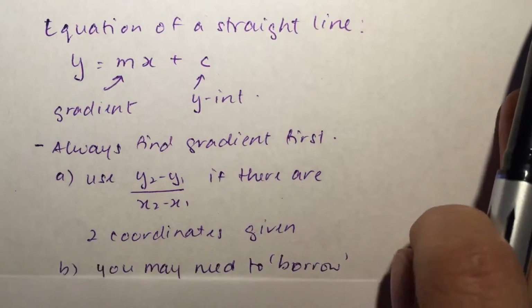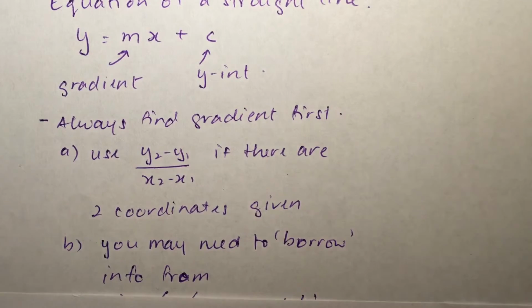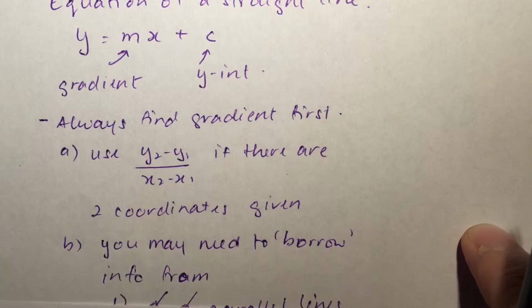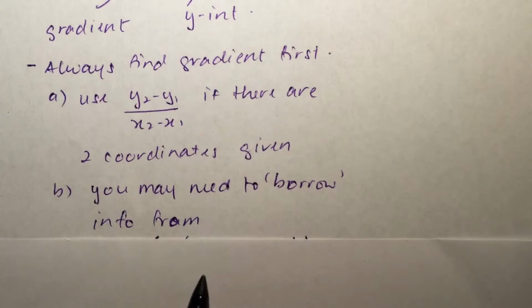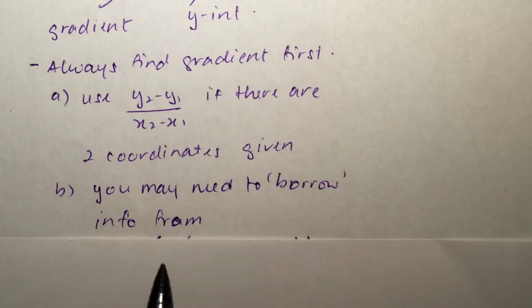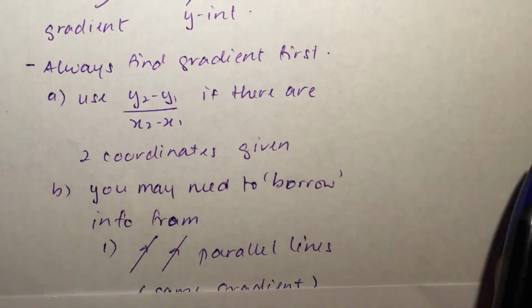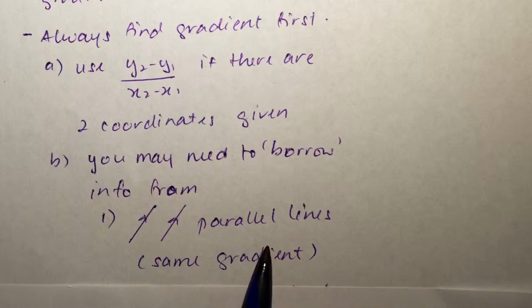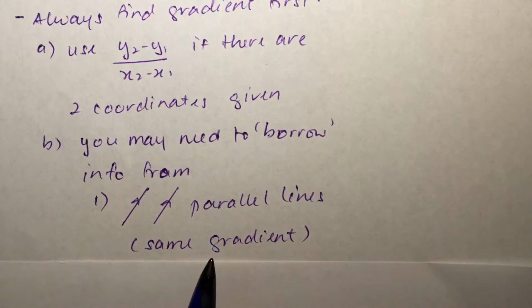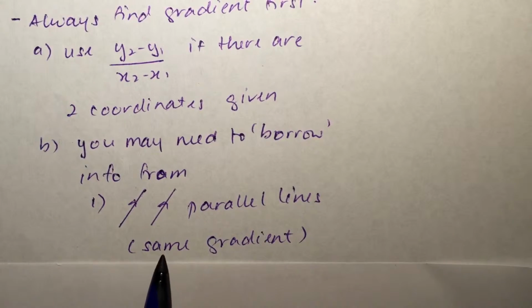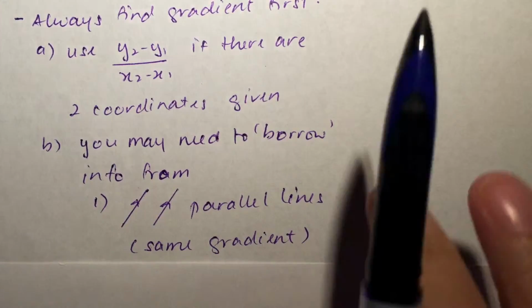Now this is the case where there are two coordinates given, so this is the simplest and the most straightforward way. However, there are occasions where you may not have two coordinates given, but you have been given some other clues. For instance, you may have to borrow it from parallel lines. So when they tell you about parallel lines, one of the things you have to take note of is that it means the gradient is the same for the two lines.